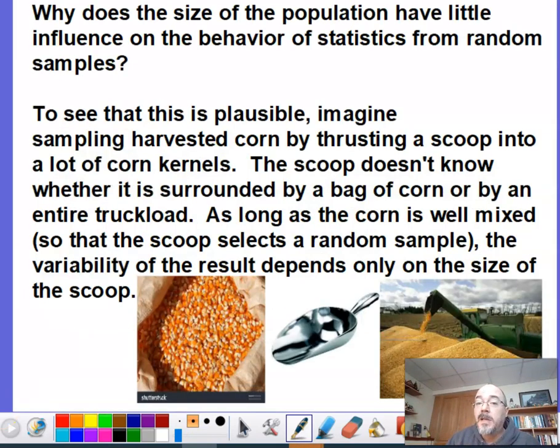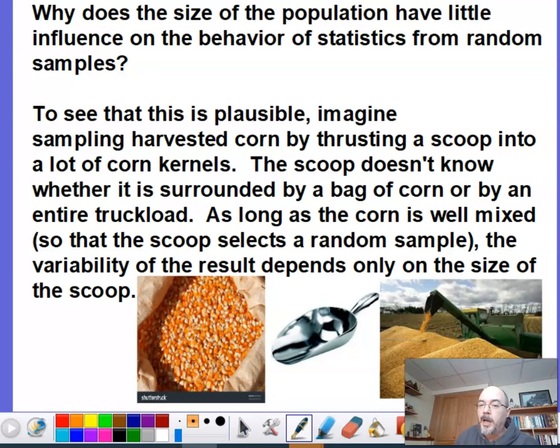So why does the size of the population have little influence on the behavior of statistics from random samples? To see that this is plausible, you need to read through this and really think about it. Pause and read through this. I'm going to read through it, and then you just have to think about it.